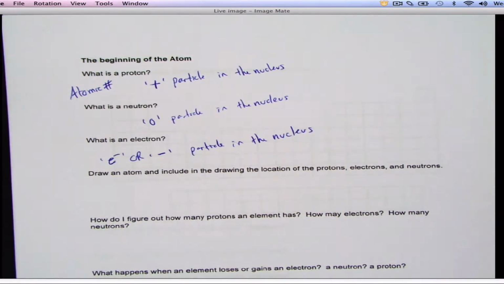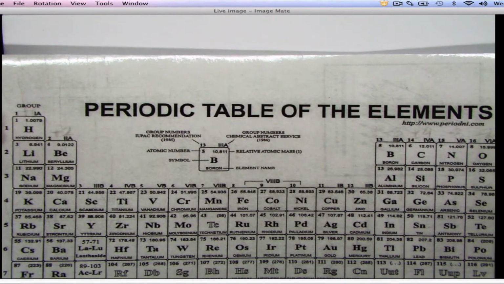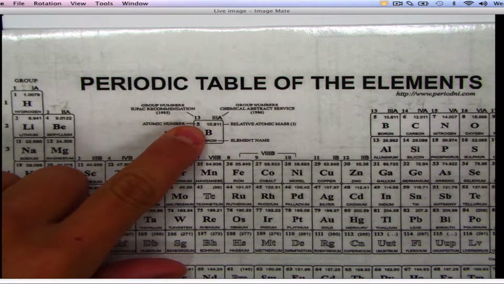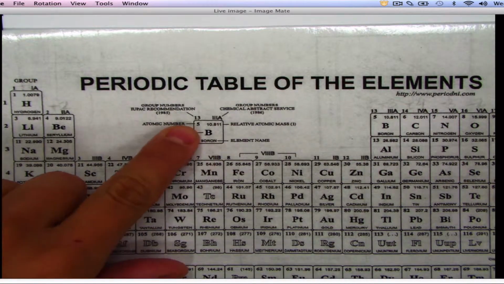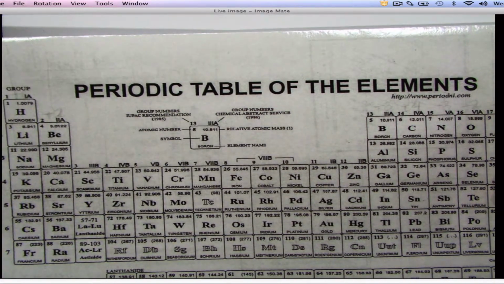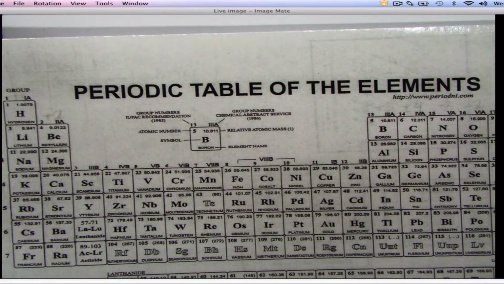All right, so when I look on the periodic table, which you guys are going to have one of, right here, atomic number. It is the biggest whole number right there. For example, this one, boron, it's 5. All right, so the atomic number is the whole number in the periodic table next to the element.